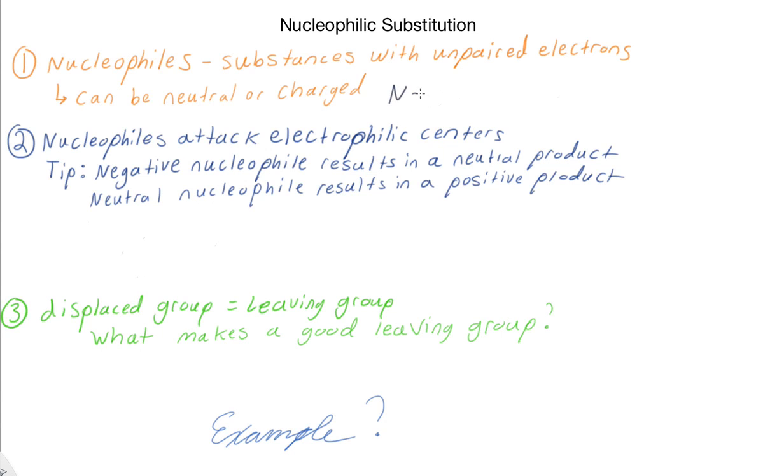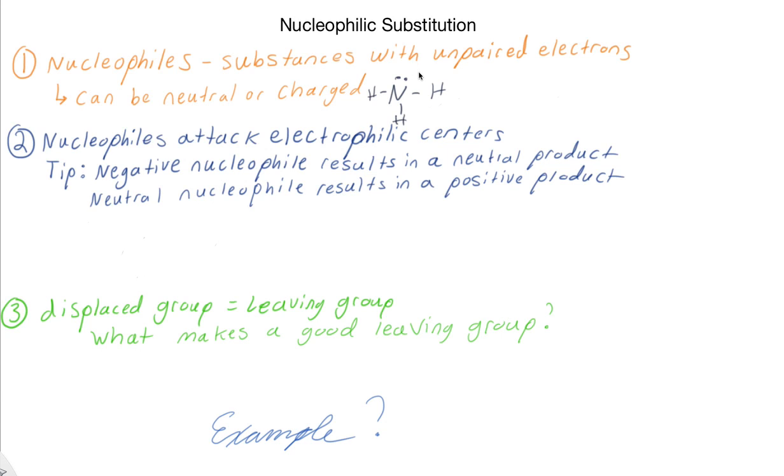We can have ammonia. So NH3. Notice it's neutral. It has an unpaired pair of electrons.